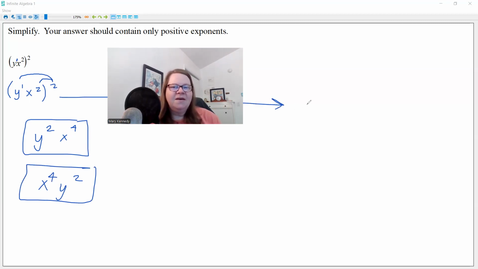This is saying y squared. So y times y. So that's where we get the y squared. And then it's x squared times itself, x squared, which is x to the fourth. So those are being multiplied together. So you just write them like one of these.